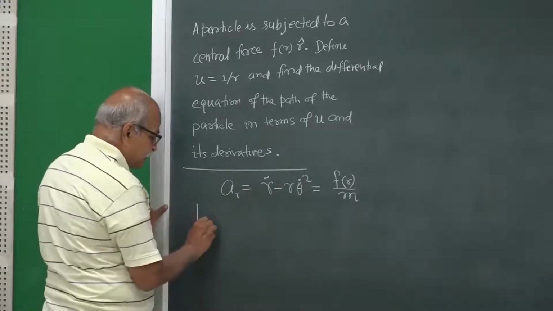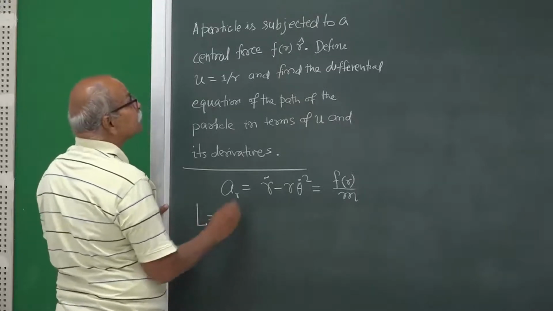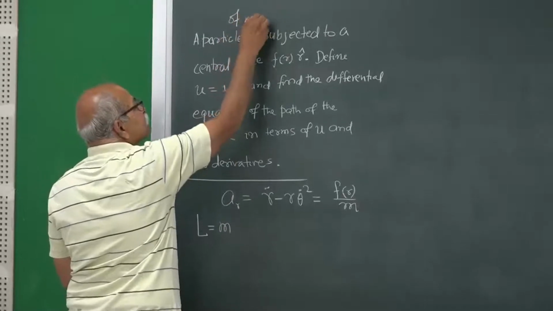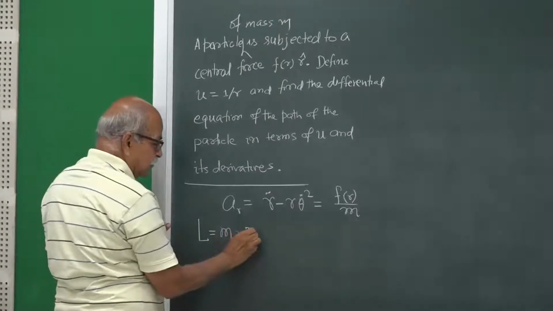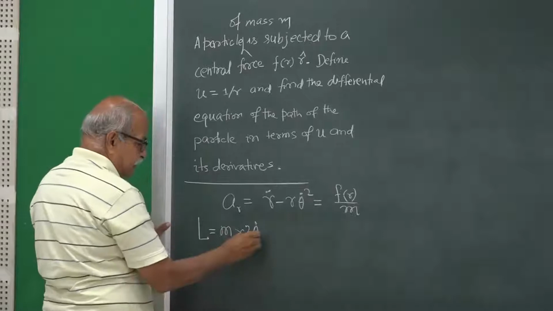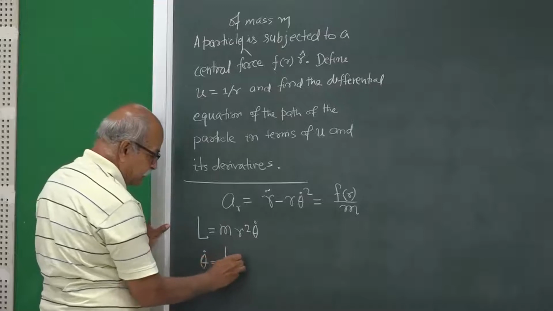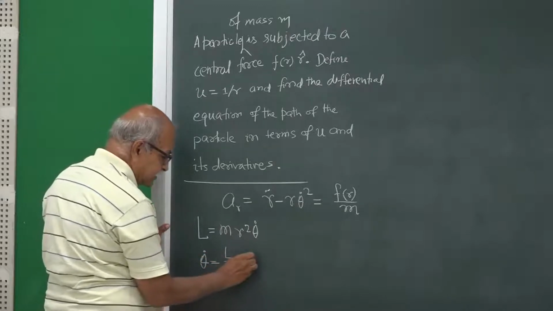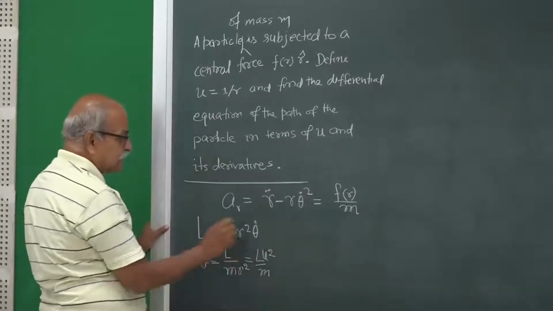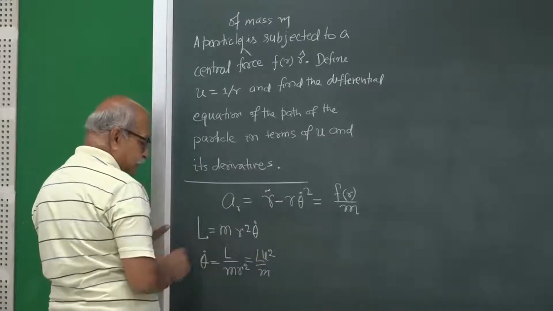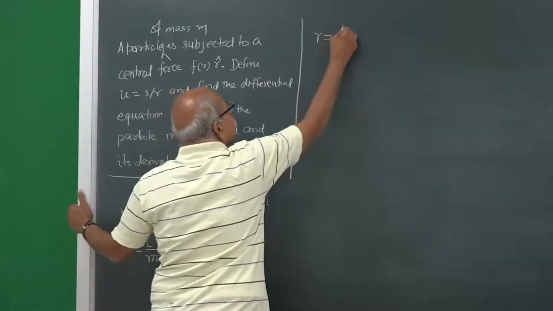And you know that for central motion, a constant of motion is angular momentum, which is L equal to m r square theta dot, where of course, the mass of the particle is m. From here you can write what is theta dot. Theta dot is L by m r square, and that is L u square by m, because 1 by r is u. So, this theta dot we will write from here. Now r double dot. Okay. So, r is equal to 1 by u.